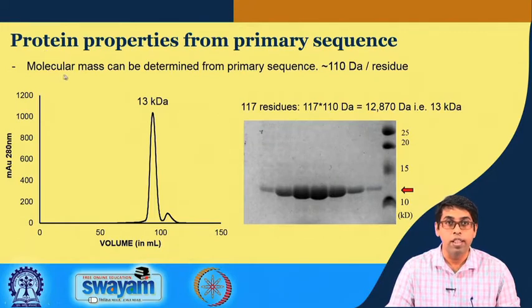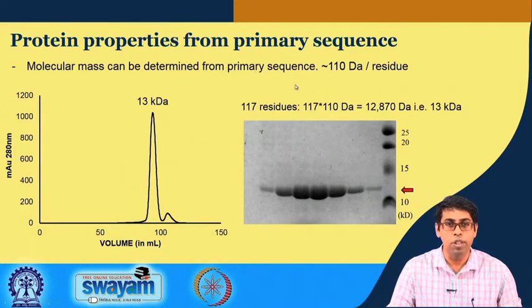The first one is the molar mass. If you know the sequence, the molecular mass of each amino acid is known. So, you simply add the mass of all those amino acids and you can get the molecular mass of your protein. It can be easily done through various programs that are available online.